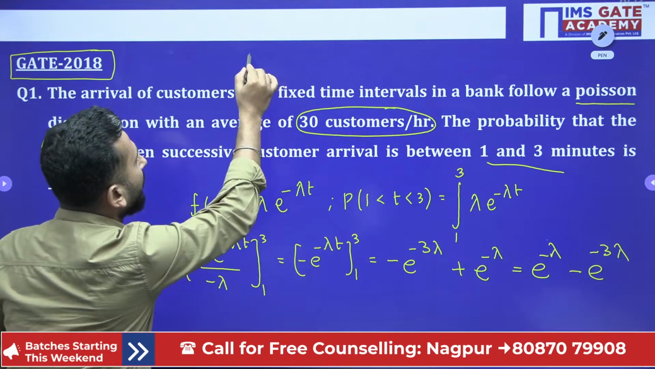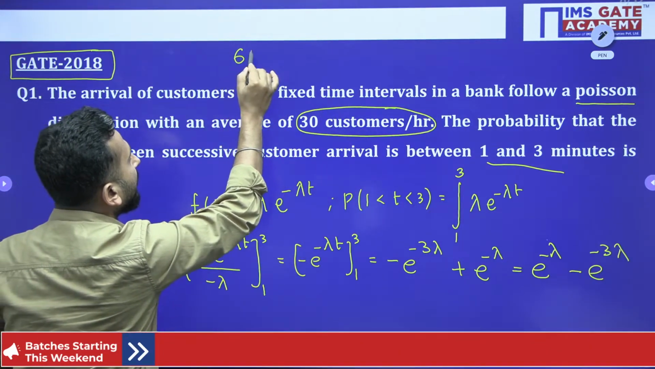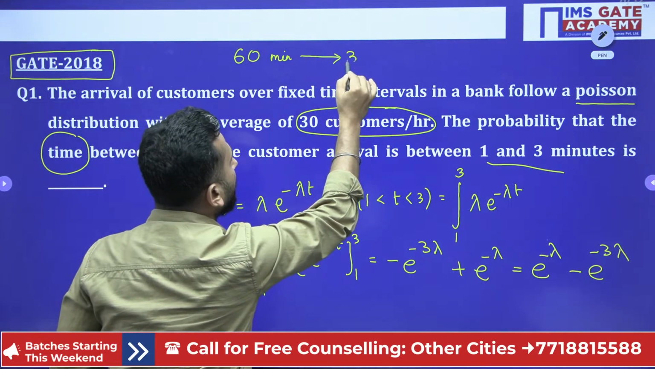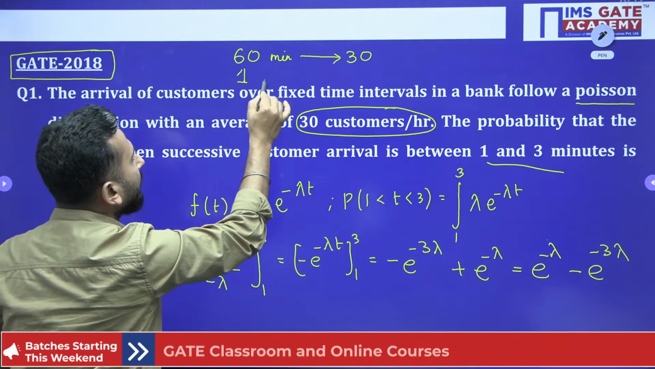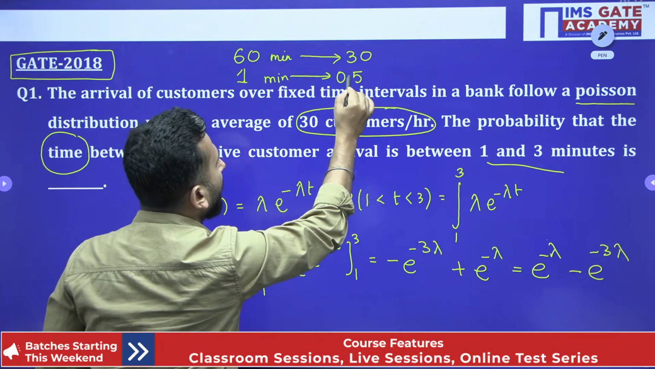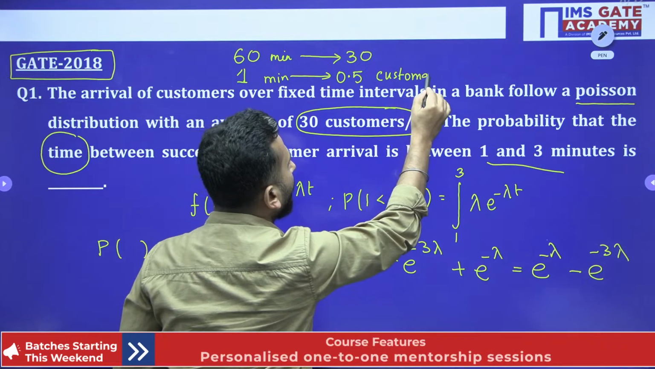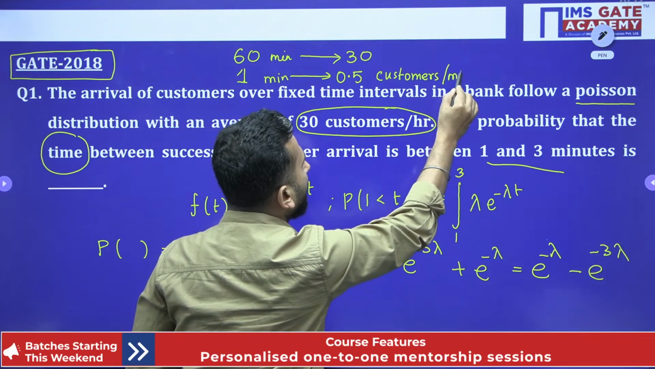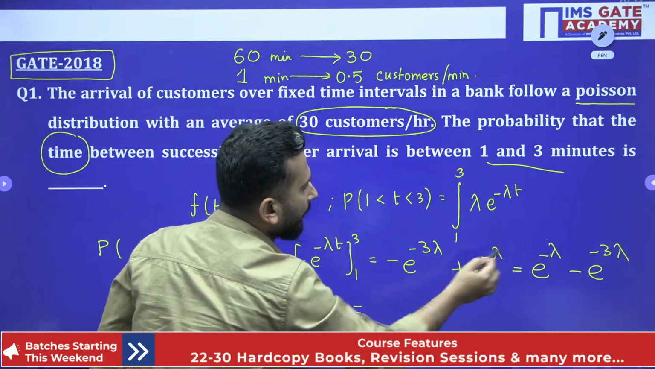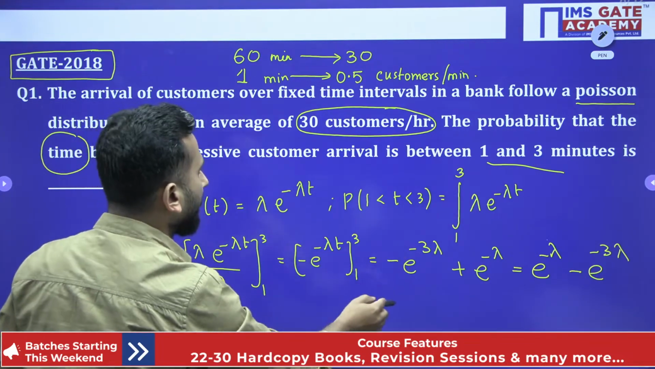So if in an hour 30 customers are coming, it means in 60 minutes 30 customers are coming. So in 1 minute, 30 by 60, that is 0.5 customers per minute. And my dear friends, when you recognize this, you can very easily substitute over here. So let me take it to the next page.